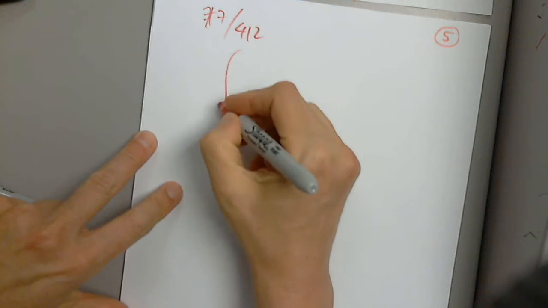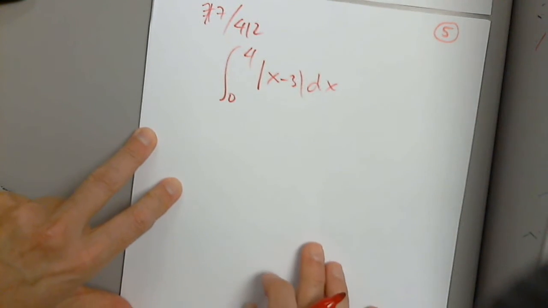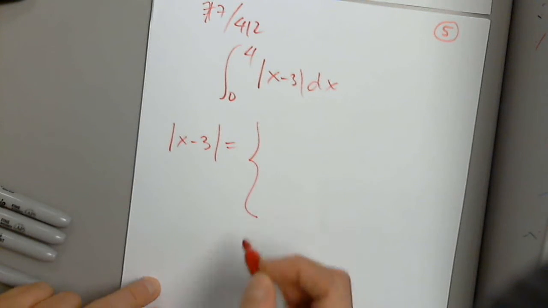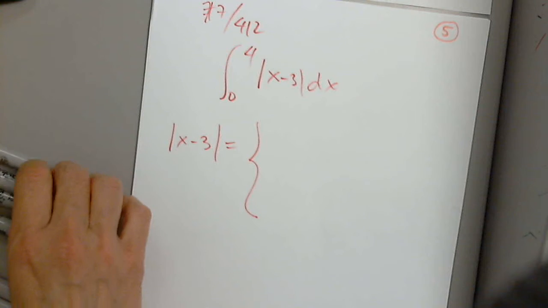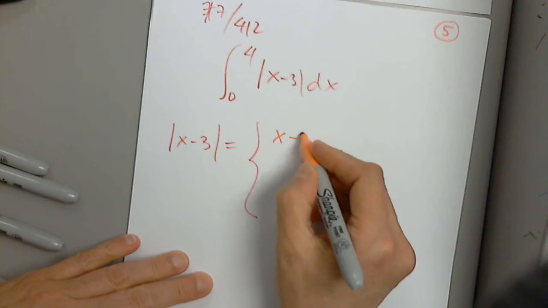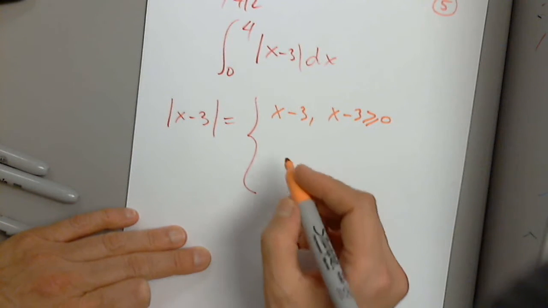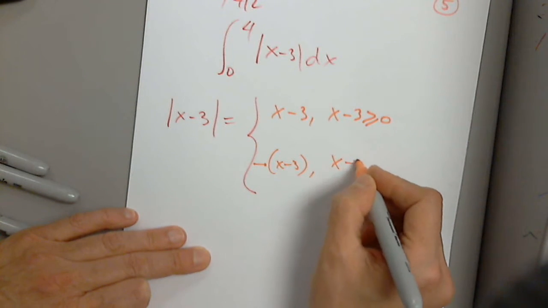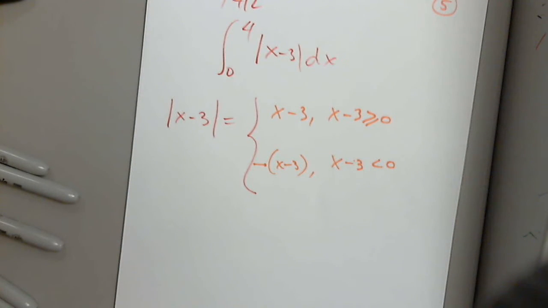The integral from 0 to 4 of the absolute value of x minus 3 dx. Excellent. So first I have to identify what this means. We know the absolute value can wear two different hats. It will be x minus 3 if x minus 3 is greater than or equal to 0, but it will be the opposite of x minus 3 if x minus 3 is less than 0. This is the definition of the absolute value.